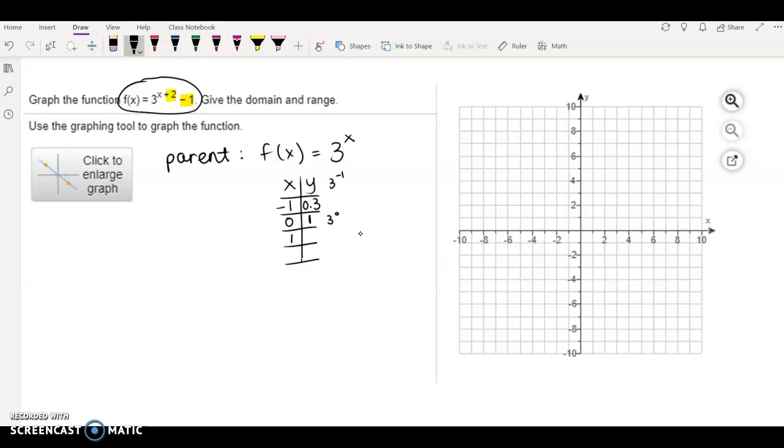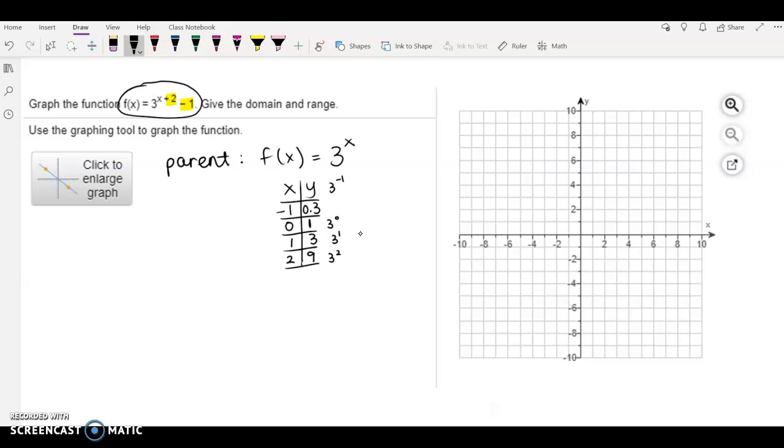Then if I plugged in a 0, 3 to the 0 power, well, anything to the 0 power is 1. If I plugged in a 1, 3 to the first is 3. If I plugged in a 2, 3 to the second is 9. This ends up giving us an exponential curve. This is an exponential function.